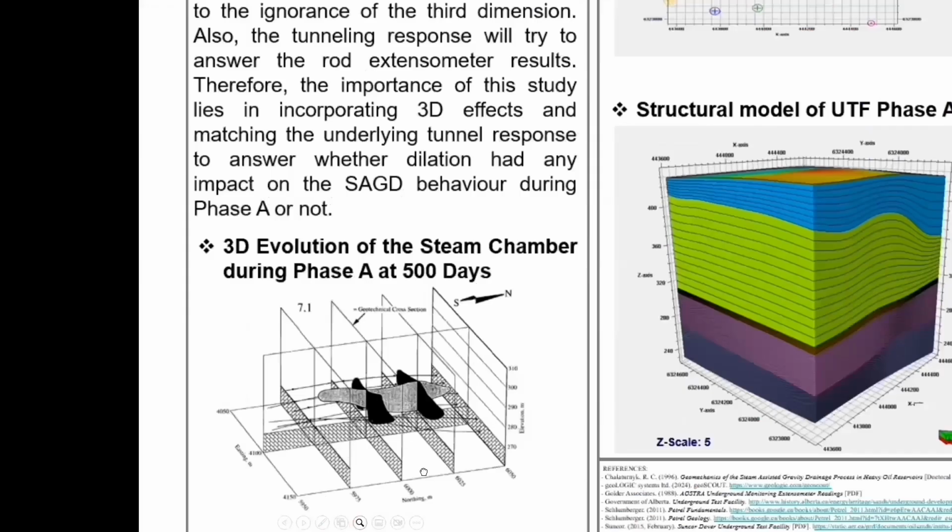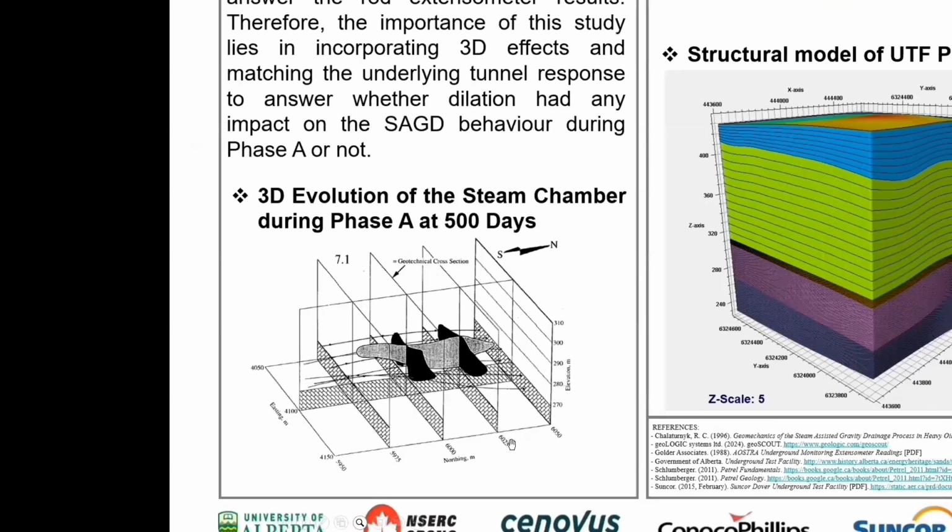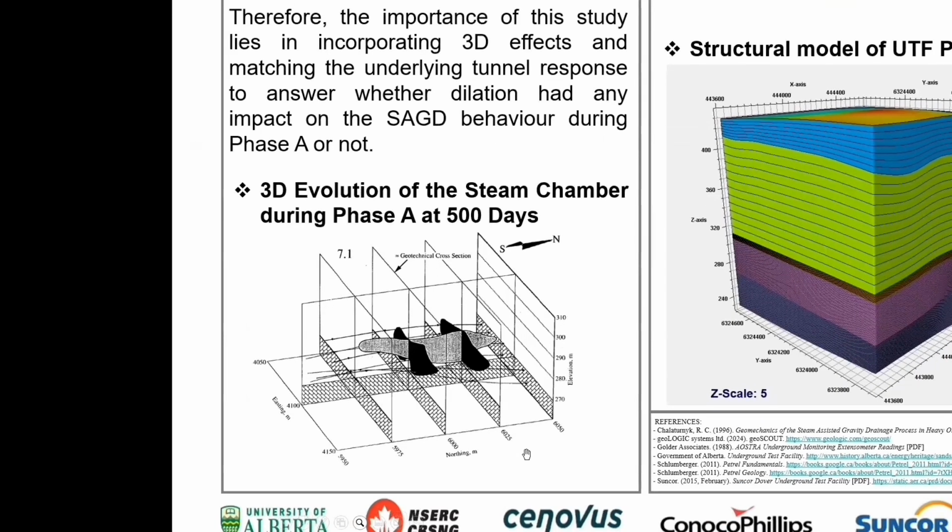So this figure here shows the steam chamber growth at 500 days during Phase A. And hence, we can conclude the 3D nature of the steam chamber growth at Phase A. And therefore, the importance of this study lies in incorporating the 3D effects and matching the underlying tunnel response to answer whether dilation had any impact on the SAGD behavior during Phase A or not.